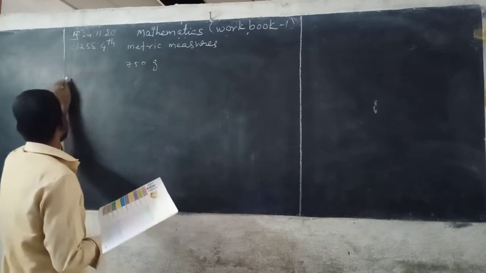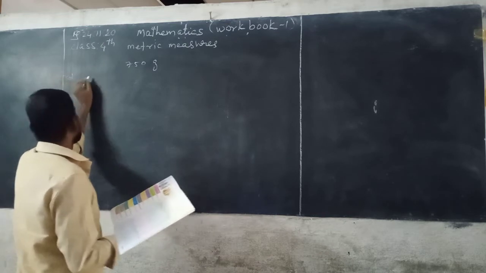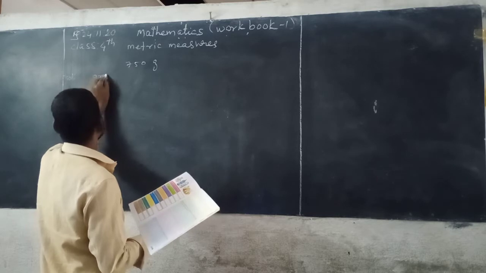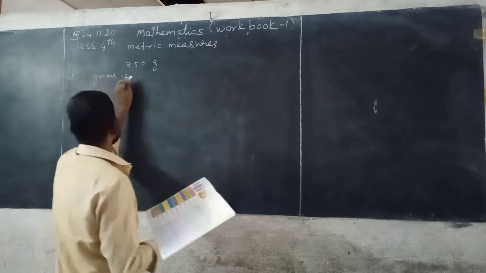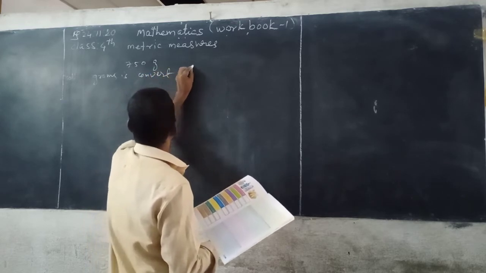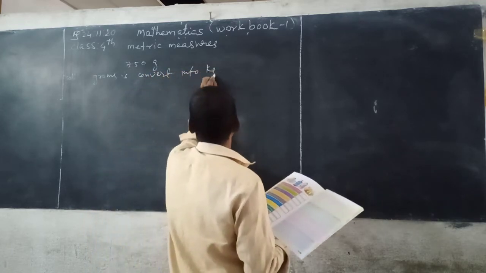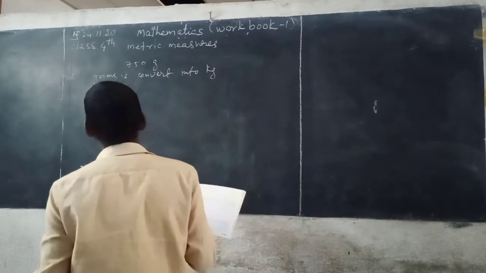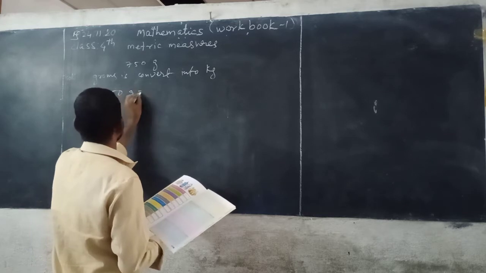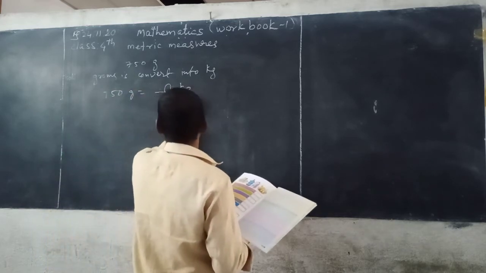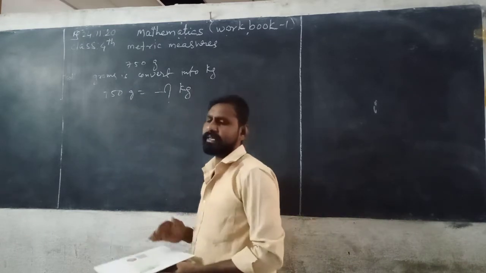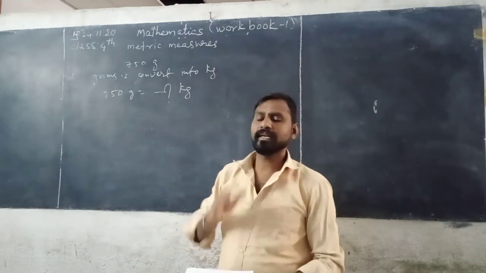See here, grams is converted into kilograms. 750 grams is equal to how many kilograms? So, grams converted to kilograms means you have to take division.